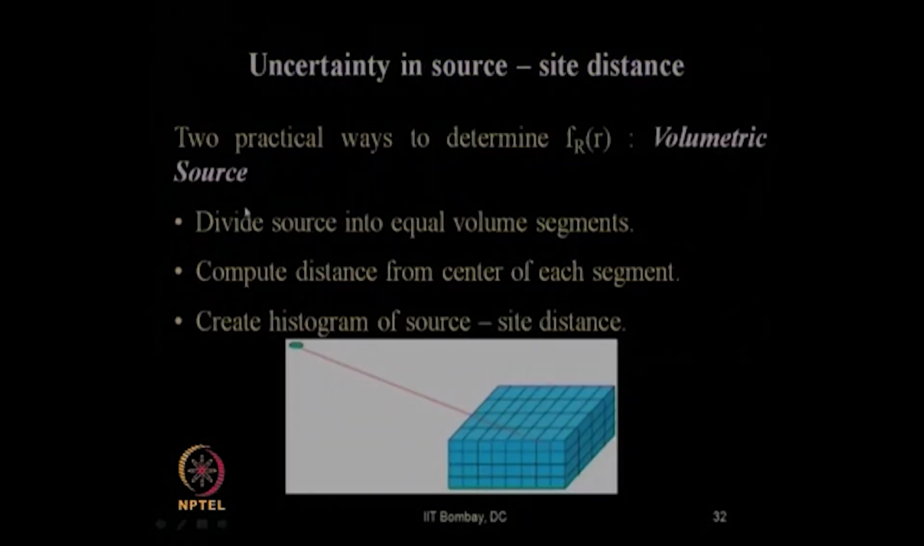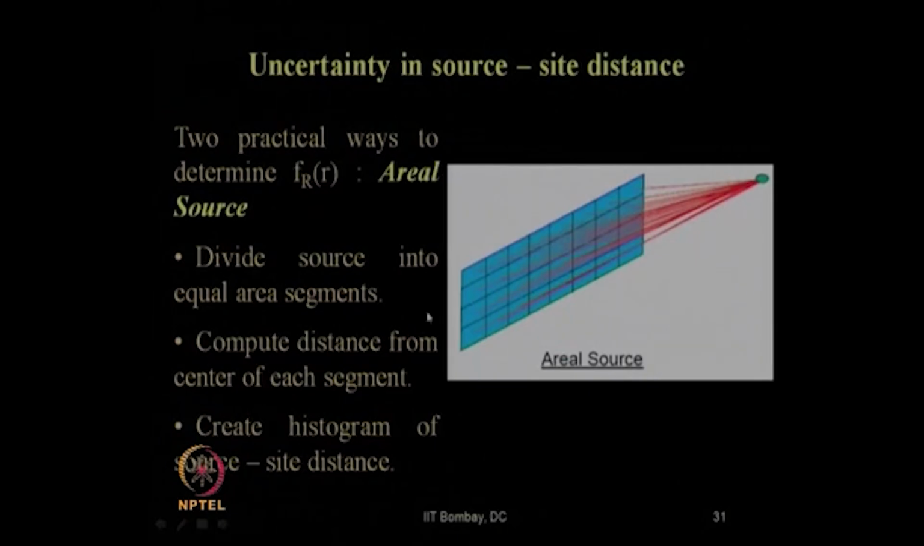Similarly, for a volumetric source also, we divide the source into equal volume segments. Each small brick element is nothing but an individual smaller segment equally distributed over the entire source. Compute the distance from the source center of each segment to that site, and then create the histogram of the source-to-site distance based on your given weightage, that is, individual volume Vi to the total volume. For area, it will be individual area Ai by total area.